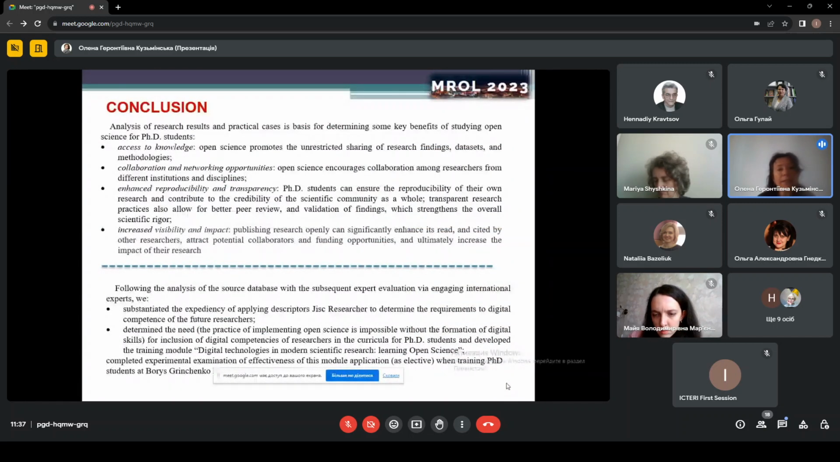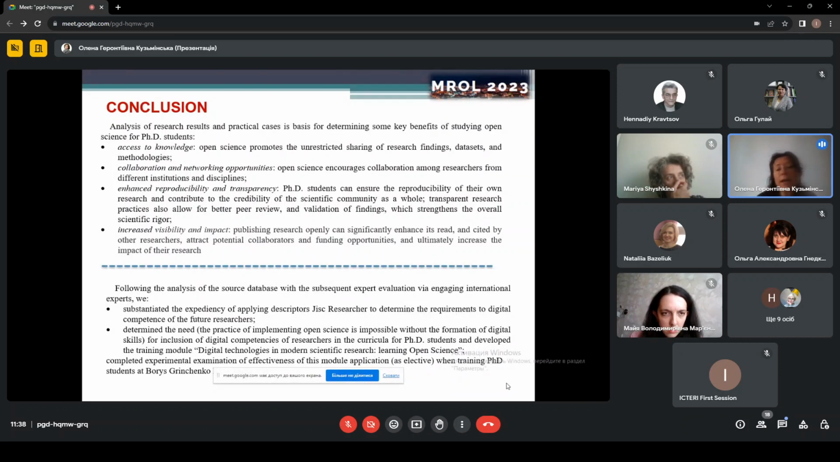We can see on this slide our general conclusion. First of all, our analysis of research results in practical cases allowed us to determine some key benefits of studying open science for PhD students. As a result, we have access to knowledge. It's very important for PhD students. Collaboration and networking opportunities enhance reproducibility and transparency, and increase visibility and impact. It's very important for young scientists, for future researchers.